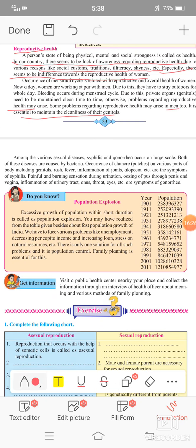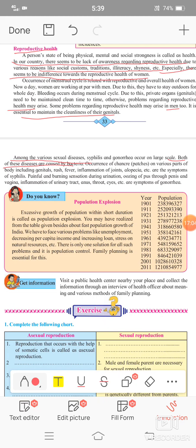Now we are discussing some names of the reproductive diseases related to sexual diseases. Among the various diseases, the sexual diseases syphilis and gonorrhea are developing on a large scale. Both the diseases are caused by bacteria. The unhygienic condition of the genital organs causes bacterial growth, and that bacterial growth shows the disease syphilis and gonorrhea. What are the symptoms of that disease they are giving here?